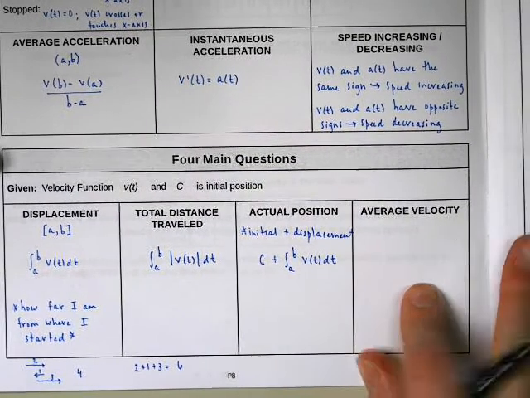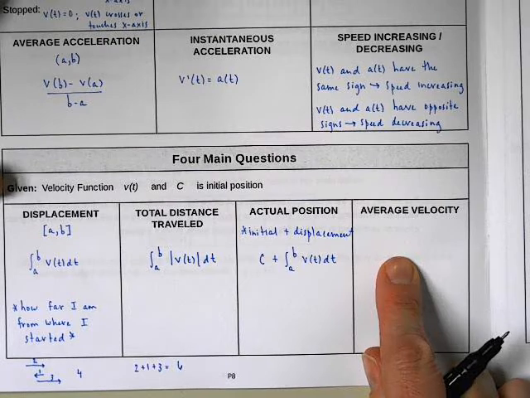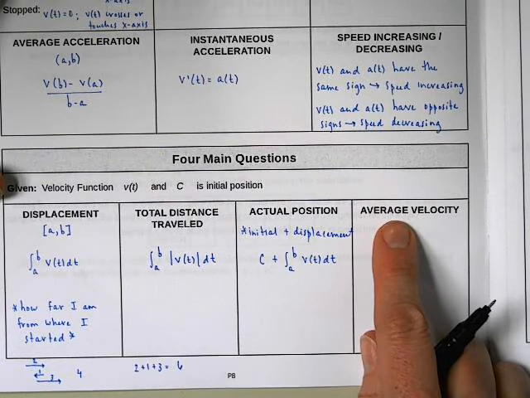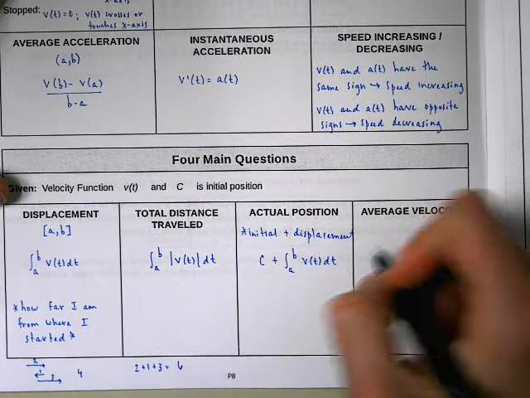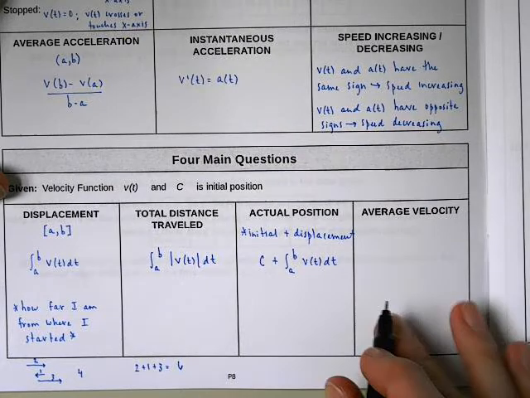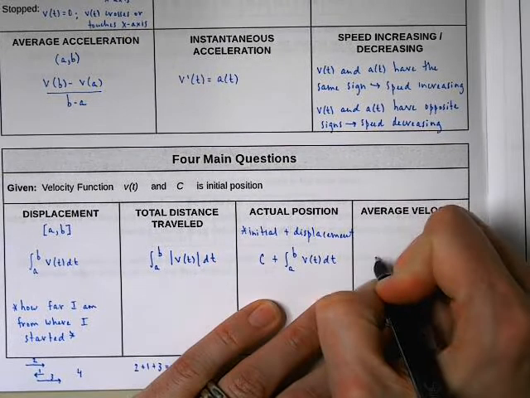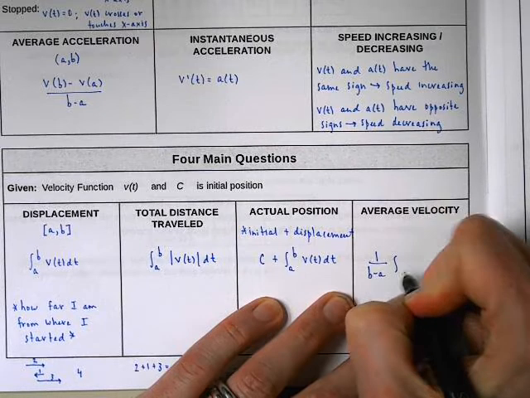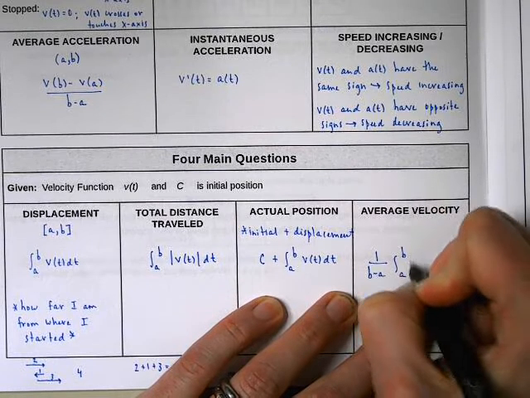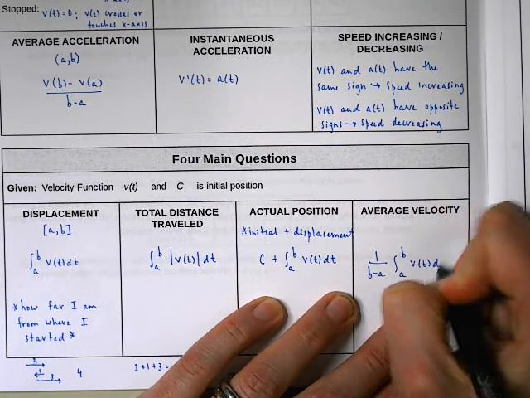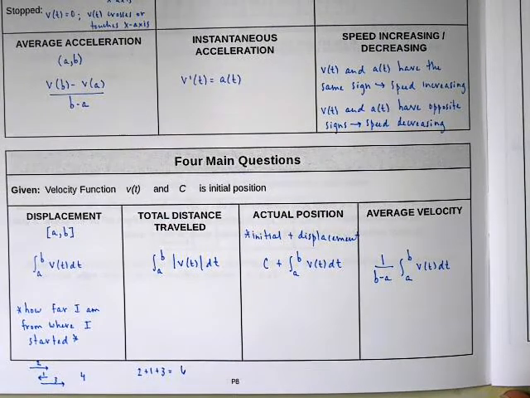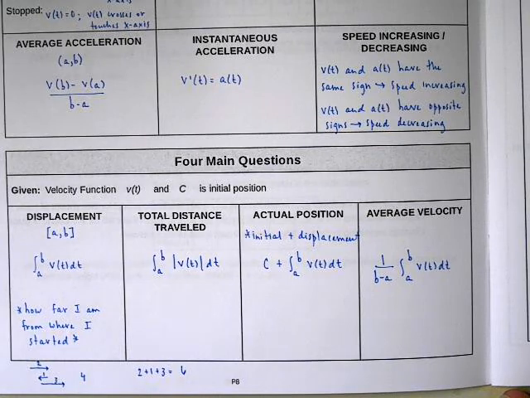Then the last thing we have here is average velocity. Hopefully this word average velocity makes you think average value. So if again we're looking over that interval from a to b, our average velocity is going to be 1 over b minus a times the integral from a to b of v of t dt. So this is what we're going to need to be able to do, and in the rest of this video we're going to actually walk through some problems and do this work.